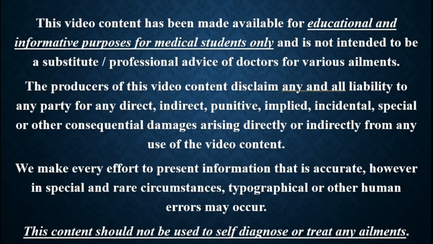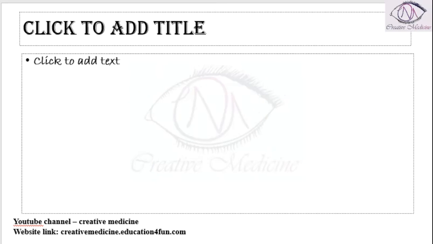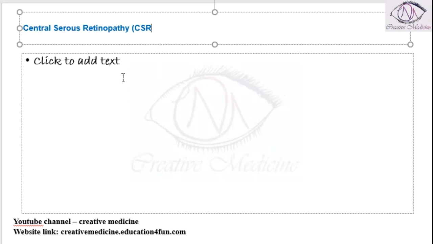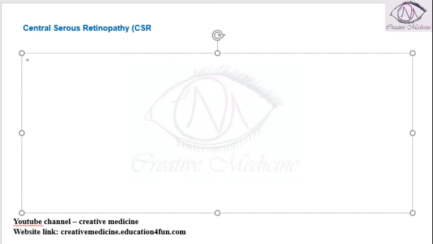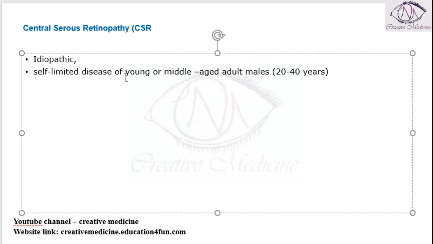In this lecture, we will learn about central serous retinopathy. This central serous retinopathy is more commonly seen in young or middle-aged males of around 20 to 40 years of age.